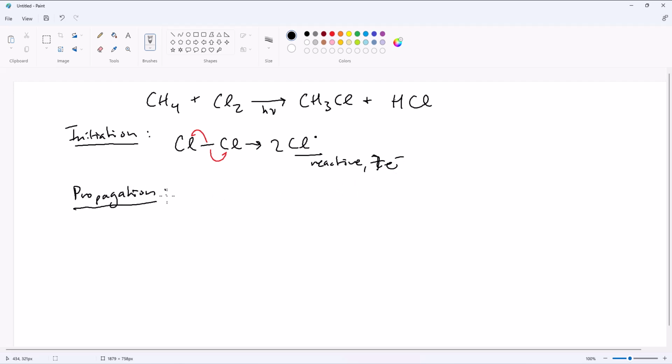So in the propagation phase of the mechanism, we have a radical, which we've just established as Cl dot, which is going to react with non-radicals to form new radicals and a non-radical species. Usually there's multiple steps in the propagation phase, and this is the cycle that happens. So we'll start with a radical, it will react, and it will generate new radicals that will then continue the cycle. So let's examine how that happens here.